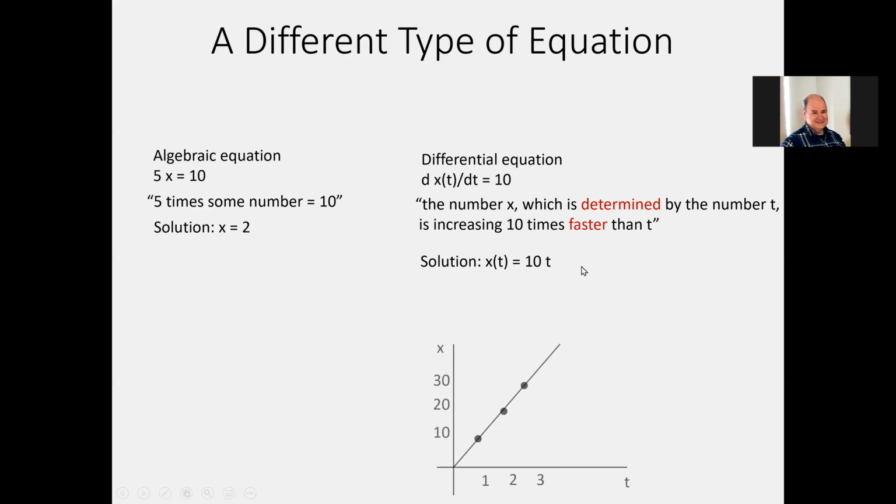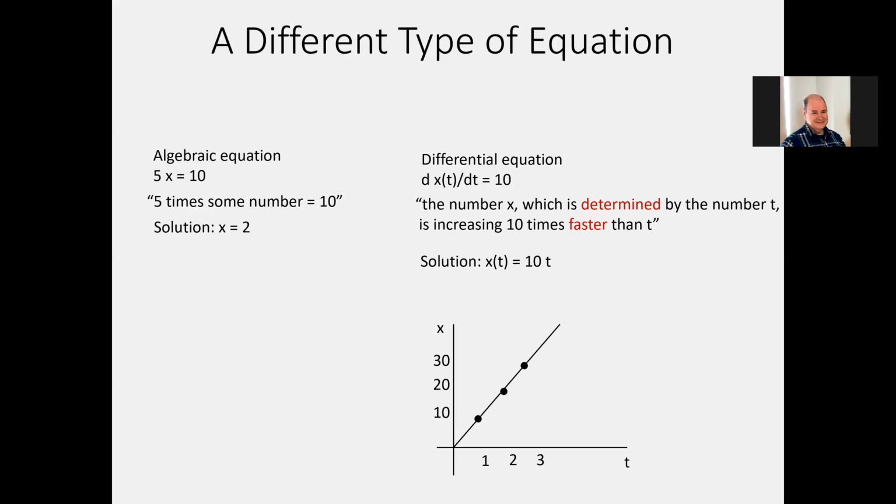X depends upon t. And to emphasize even more that x is not a simple number, x in fact has a graph. As t is 1, 2, 3, x takes on the values 10, 20, 30. Surely, as t changes, x is changing 10 times faster, which is what the equation told us to find. So this is a differential equation. The Schrodinger equation is a differential equation.